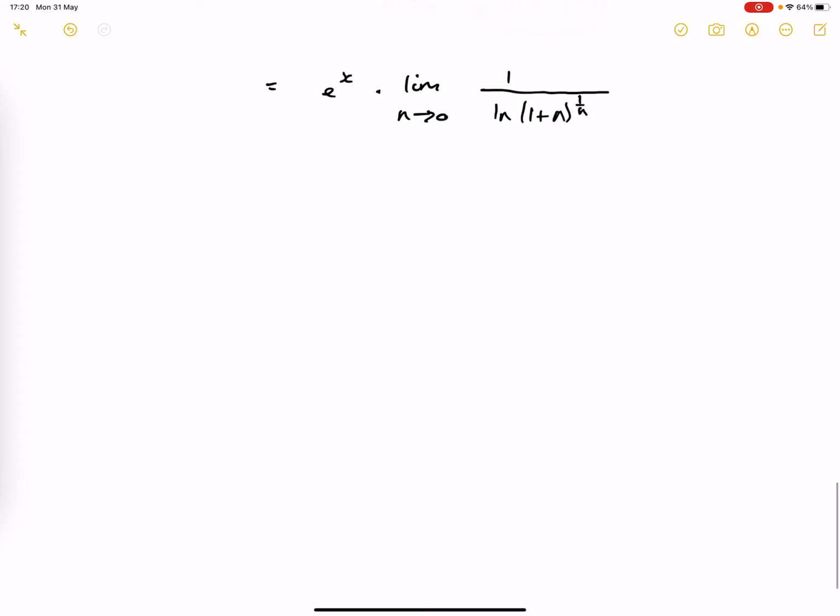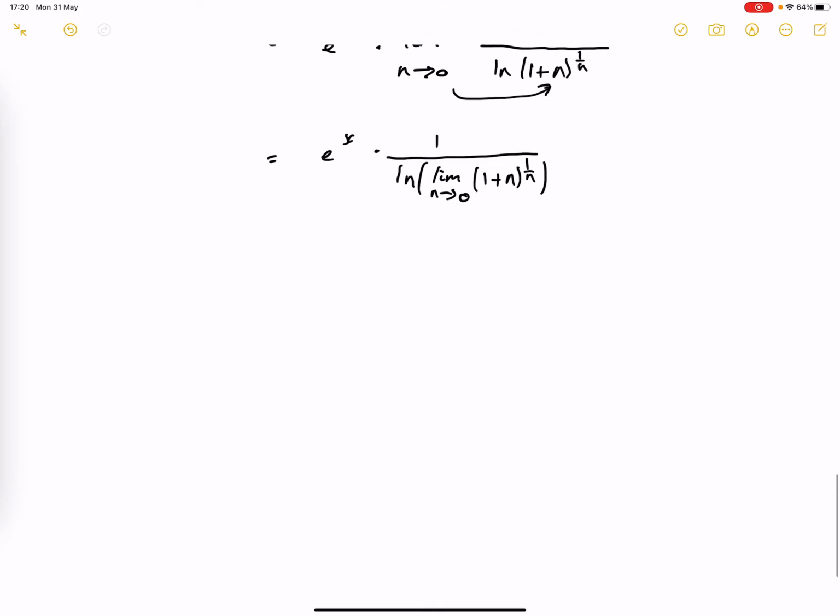And now, because all the n's are in this area here, I can put the ln in there as well. So that is e to the x times 1 over ln of the limit as n tends to 0 of 1 plus n to the 1 over n.